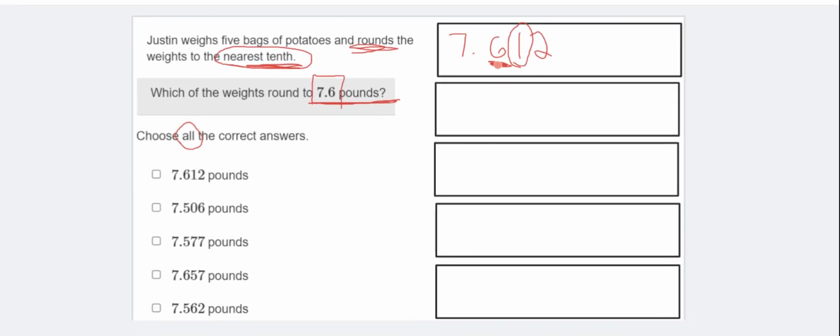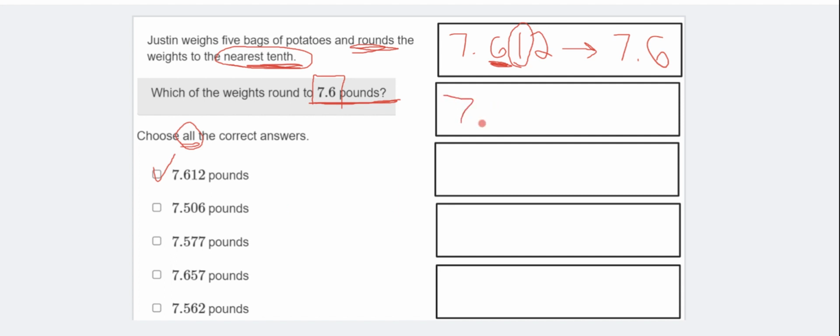So there's a 6 in the tenths place and there's a 1 next door. Is 1 a big number or a small number? It's a small number. So since it's less than 4, I know my 6 is going to stay the same. So it's going to round to 7.6. Did the weight round to 7.6 or 7 6/10? Yes, it did. I'm going to check it off. Now, I am not going to stop there because it says to find all of the correct answers. So that means there could be more than one. So let's try the next one.